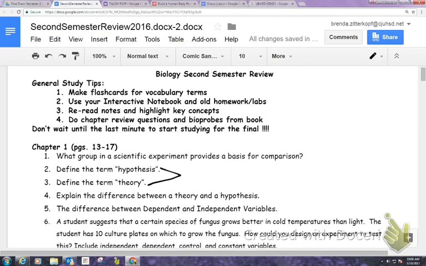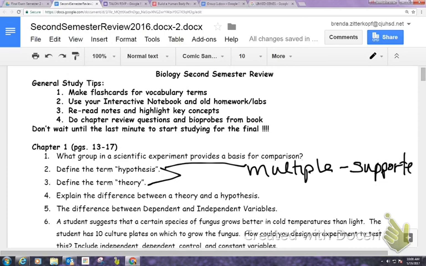So a scientific theory is something that's been developed after lots and lots of extensive support. Okay? Lots of evidence leads to a theory. And so Darwin had multiple hypotheses. When multiple hypotheses are supported, it leads to the development of a theory.